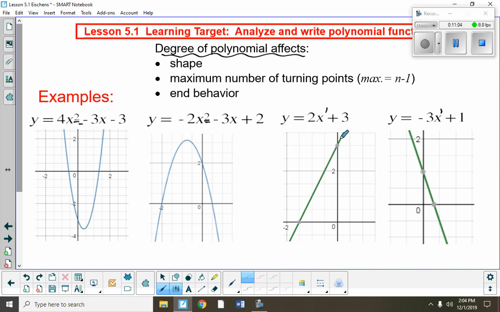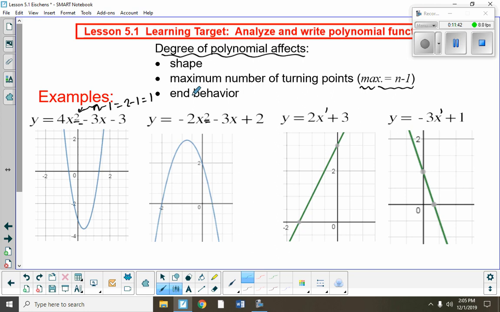It also affects the maximum number of turning points. The formula for the maximum number of turning points is n minus 1. So in this case, your n is 2, so it would be 2 minus 1. You would have 1 turn. So you're going in a direction, and then you have a turn. Here, 1 minus 1 is 0. You have 0 turns. And also the degree, like we said, affects the end behavior.